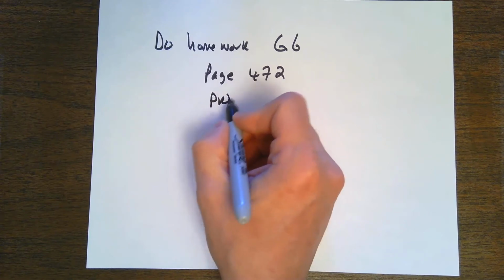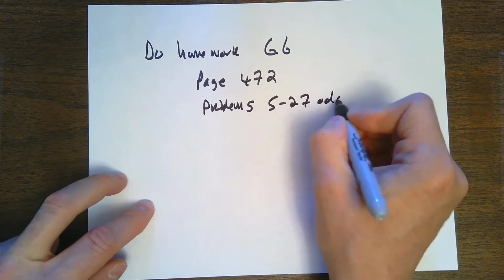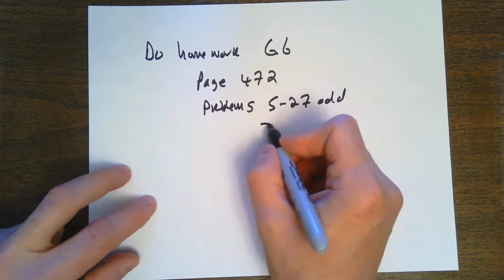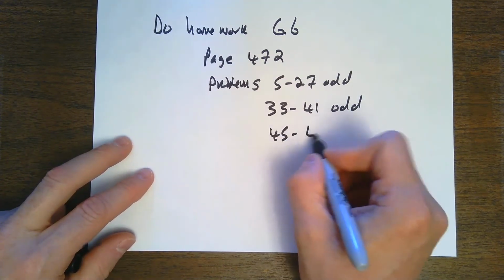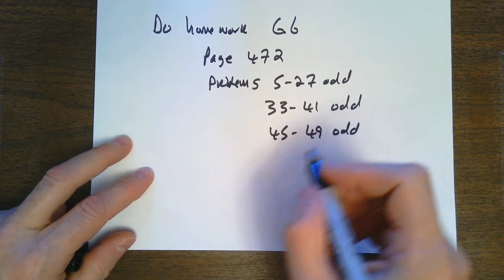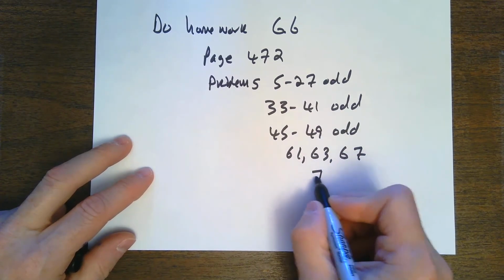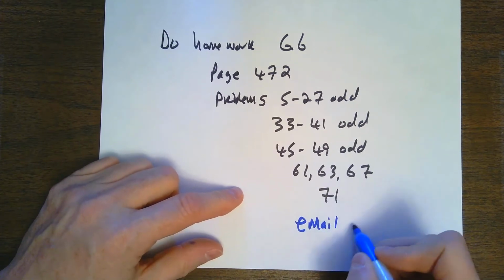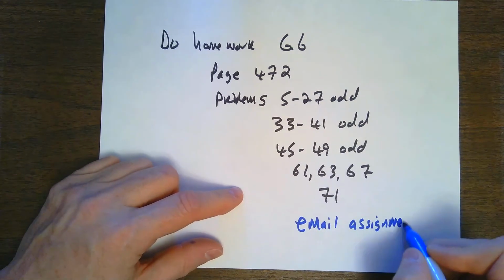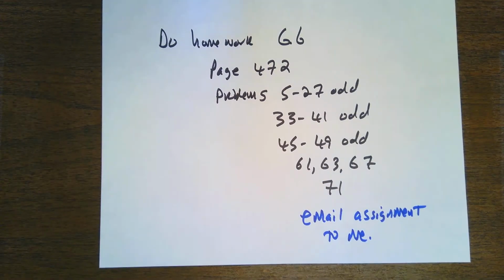And I want you to do, on page 472, problems 5 through 27, odd, and then 33 through 41, odd, 45 through 49, odd, and then I want you to do 61, 63, 67, and that last one, 67, where you have to do it on the calculator. Once you've got this assignment done, I want you to email the assignment to me. Email me the assignment, and I'll grade them and get it in.